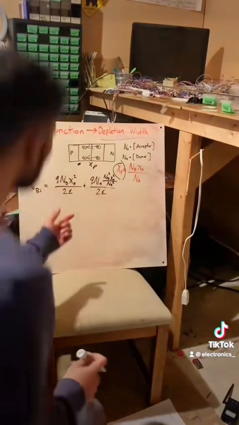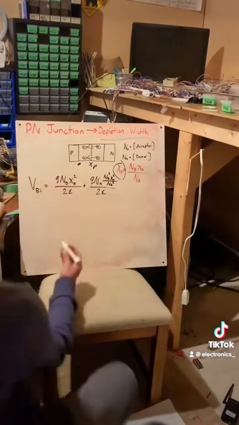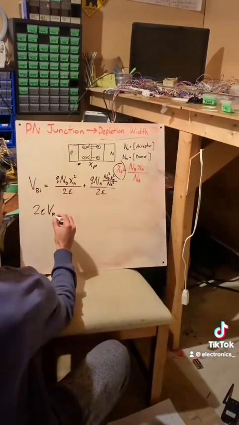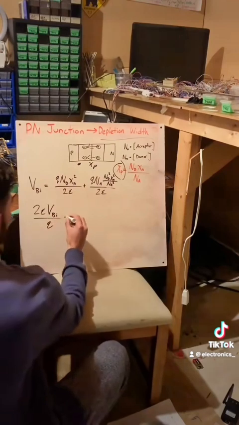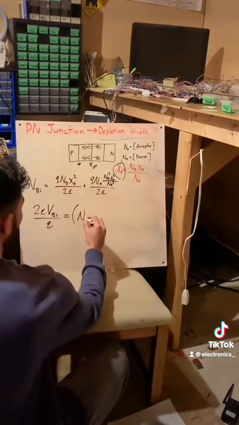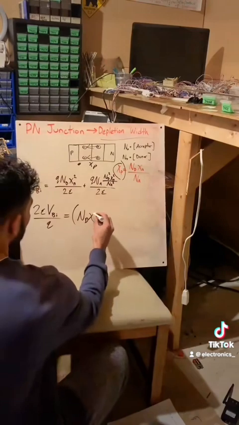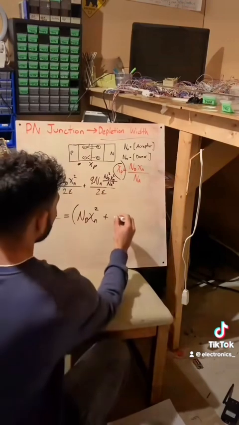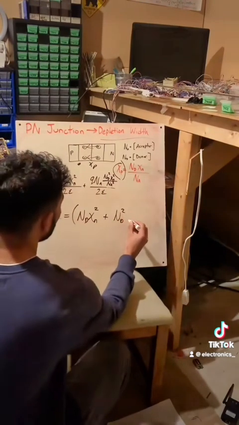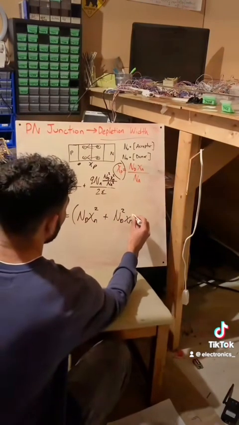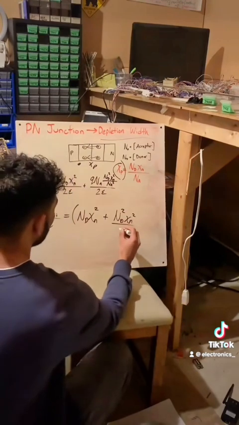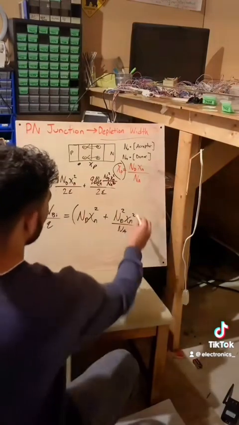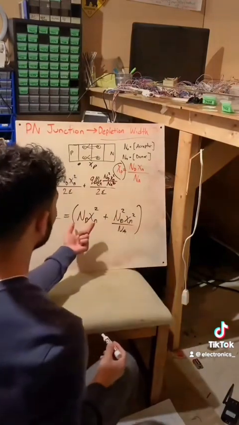First, we could factor out the q over 2 epsilon. What would happen is we'd get 2 epsilon times our VBI over q. Then that's going to equal our donor concentration, xn squared, plus, well, we have an Nd squared over here, an xn squared over here, and we have just a factor of Na left over, because that canceled with this one. So now we could just factor out an xn and divide.